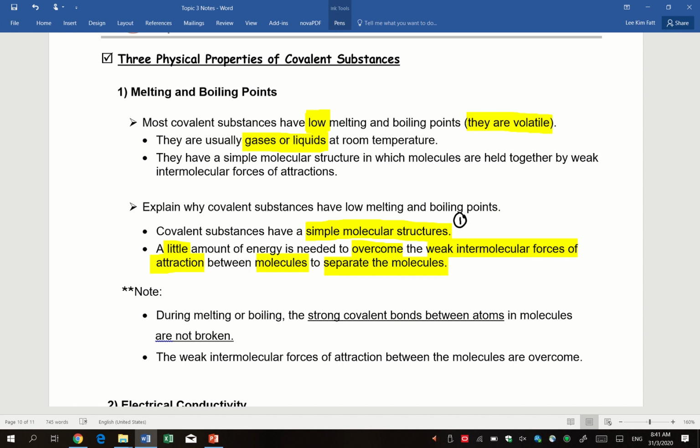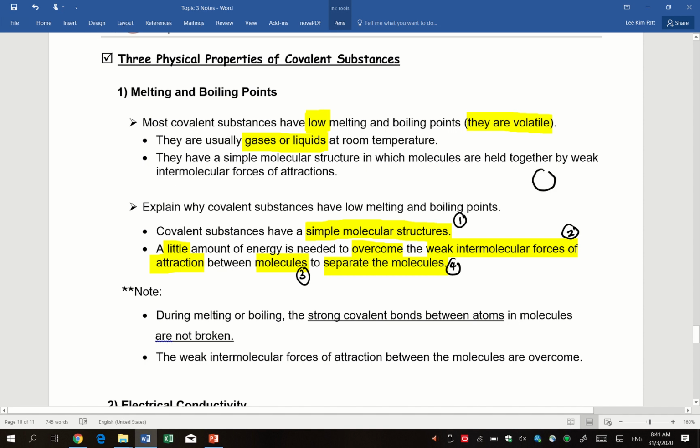Second thing you need to tell me is that, so therefore, very little amount of energy is needed to overcome the weak intermolecular forces of attraction. Third thing is the molecules. So there is this weak intermolecular forces of attraction, and this weak intermolecular forces of attraction is between the molecules. Alright, and last but not least, so when you overcome this weak intermolecular forces of attraction, you will be able to separate the molecule.